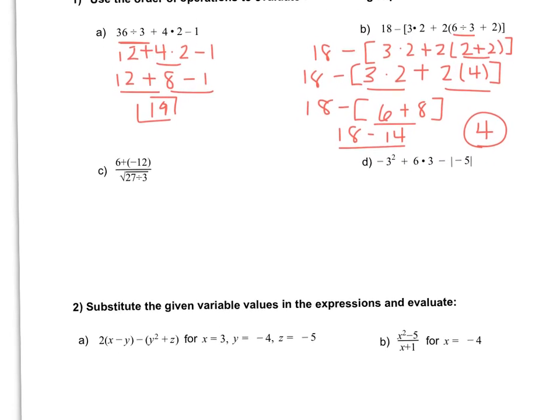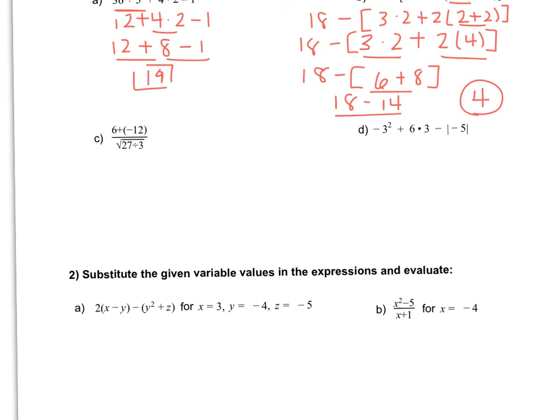So if I keep going and I do part C, when I have a fraction, I simplify the top and then I simplify the bottom and then I divide. So I just treat them like 2 separate problems. So if I do the top first, 6 plus negative 12, well that's negative 6, so that's cleaned up. So now let's clean up the bottom. 27 divided by 3 is 9. And now I have the square root of 9, which is 3. Negative 6 divided by 3 is negative 2.